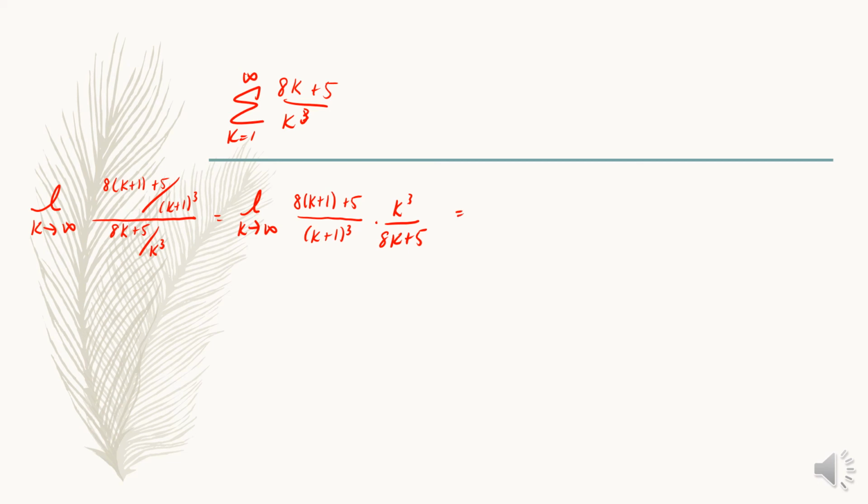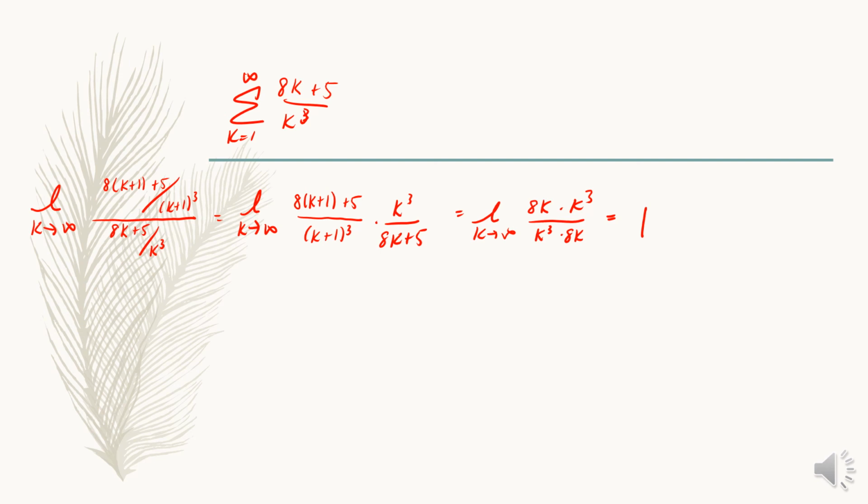Because we're looking at infinity, you only need to look at the highest power terms. So the highest power terms are going to be that 8k, that k cubed, and on the bottom, that k cubed and that 8k. But if I look at that, I get a 1, which means that the ratio test failed. Now the thing is, just because it failed doesn't mean you skipped the problem. It means you try something else.